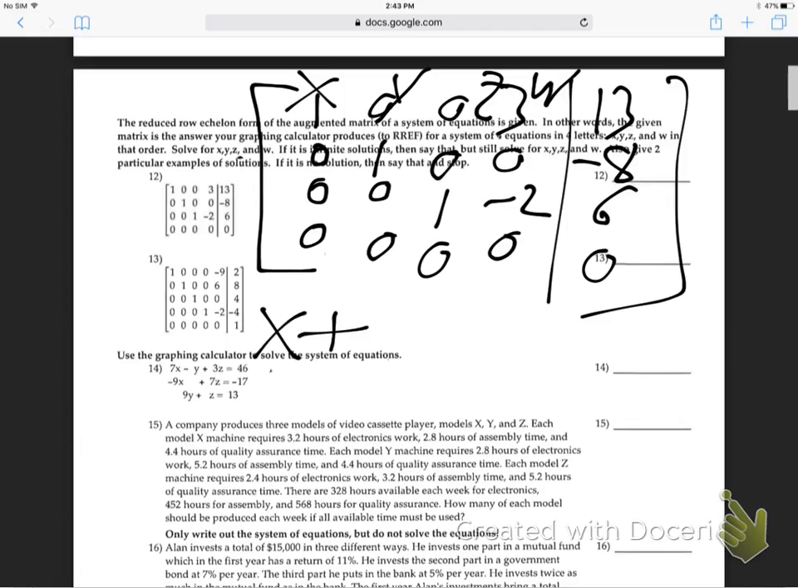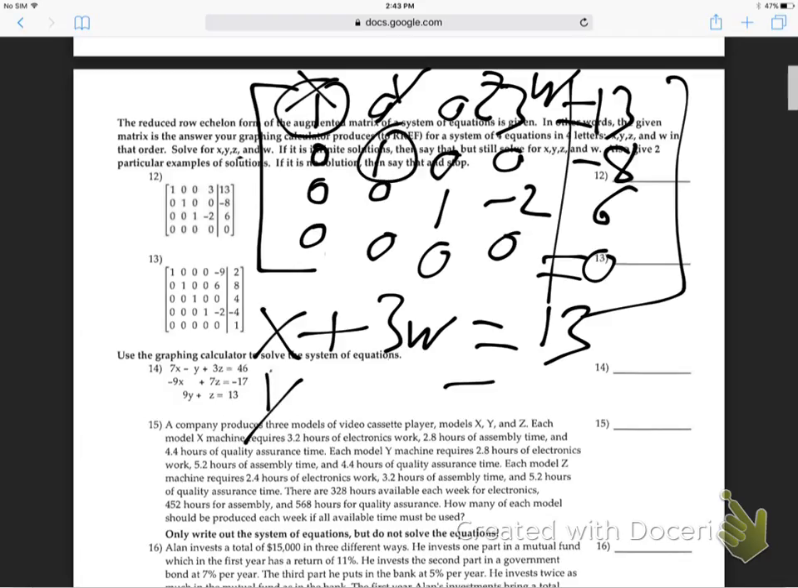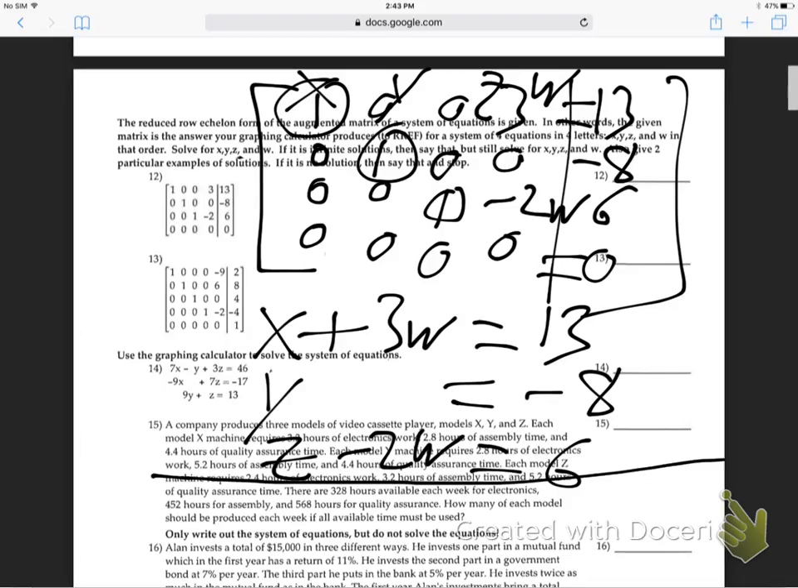So this becomes x, right? 1x plus 0 plus 0 plus 3w equals, this is the equal sign, the bar, 13. The second equation becomes 1y equals negative 8. The third equation becomes 1z minus 2w equals 6. Do you see those three equations that I got from that system? You see how I did that? I just put x's down the first column, then y's, then z's, then w's, equal signs, and the numbers, and I just turned them into equations.